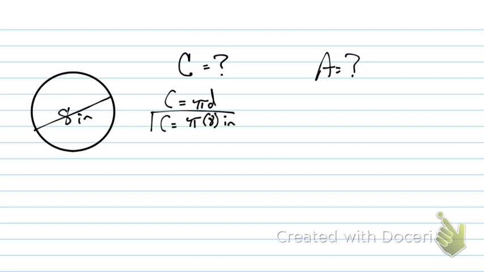So guys, we have circumference here. This would be known as the exact. The reason it's exact is once I multiply by pi, it's irrational, and I'm going to have a number that goes on forever.